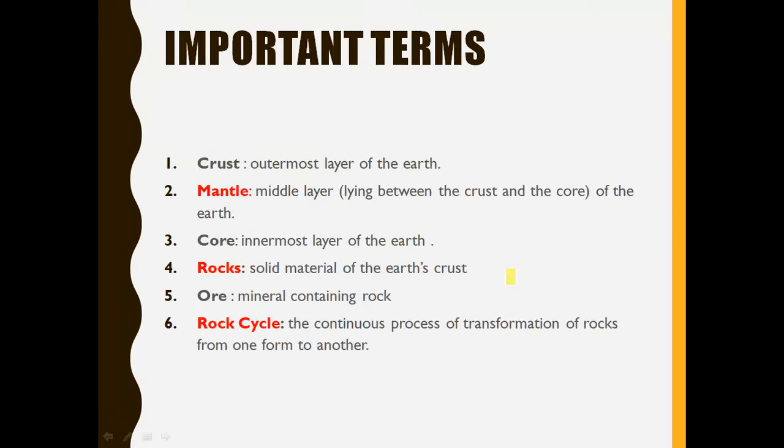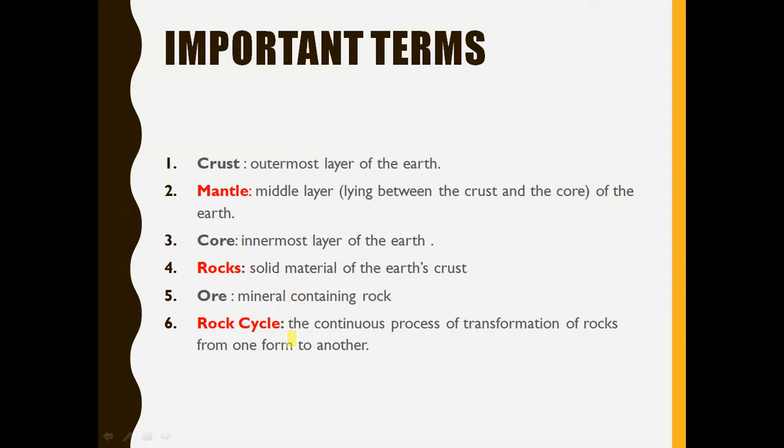Now there are certain important terms given at the end of your book, so let me revise that with you. Crust, as I told you, is the outermost layer of the earth. Mantle is the middle layer, mantle M, middle, lying between crust, the outer layer, and core, the inner layer. Core is the innermost layer of the earth. Rock is the solid material of the earth crust. Ore is a rock containing minerals.